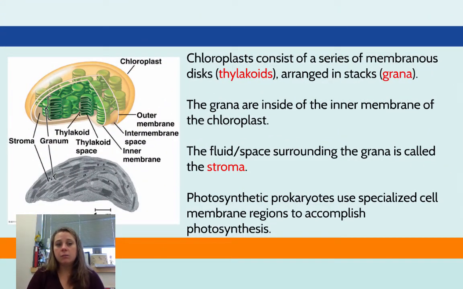All right, so again, our chloroplasts structurally are a series of membranous discs called thylakoids arranged in stacks known as grana. The grana are inside. The key to a chloroplast working properly is the immense number of folds. What does that do? It increases surface area, giving me lots of membrane folds to be moving things through. We have a fluid-filled area called the stroma. And photosynthetic prokaryotes use special membrane regions to accomplish this, because the theory is that chloroplasts at one point in time were probably their own bacterial cell. So this is why this happens the way it does.